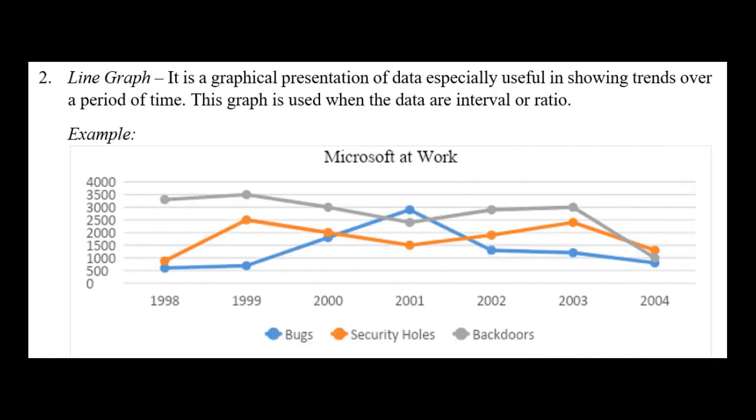Next here is a line graph. It is a graphical presentation of data especially useful in showing trends over a period of time. This graph is used when the data are interval or ratio. For example, the Microsoft at work. The blue line represents the bugs, the orange line represents the security holes, and the gray one represents the vectors.